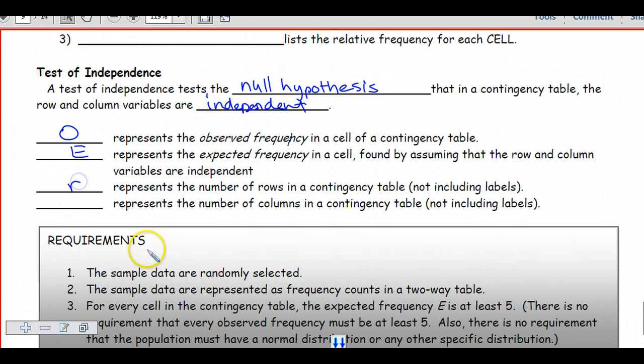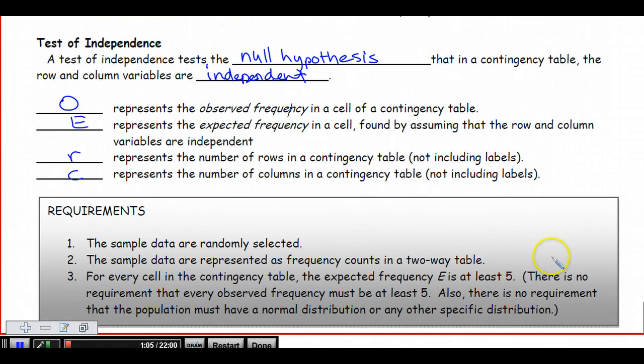R, lowercase r, represents the number of rows in a contingency table, not including the labels or the totals. And then C represents the columns in the contingency table, and again, for just the data.